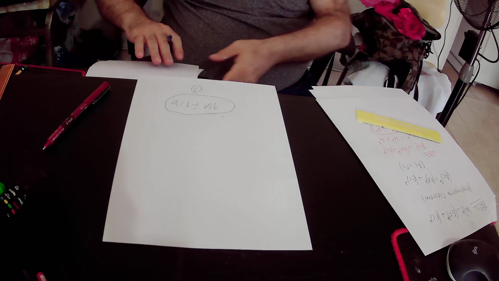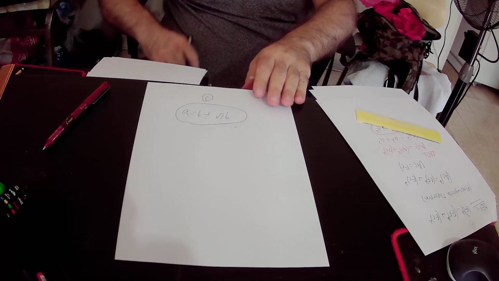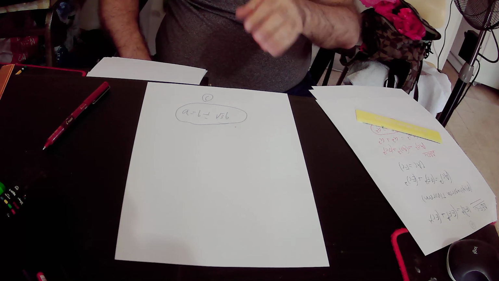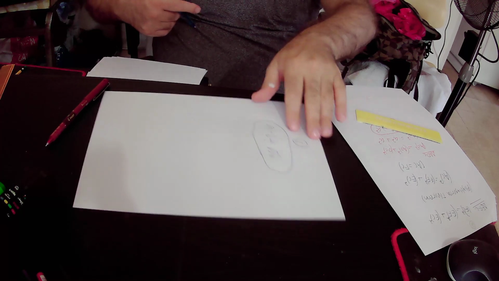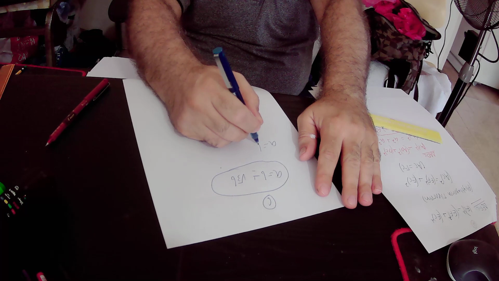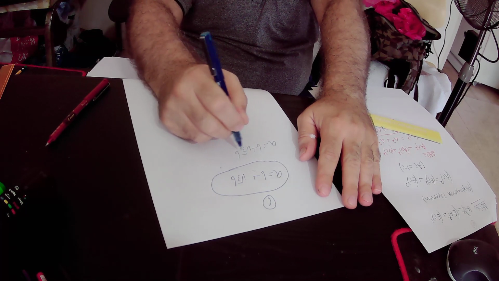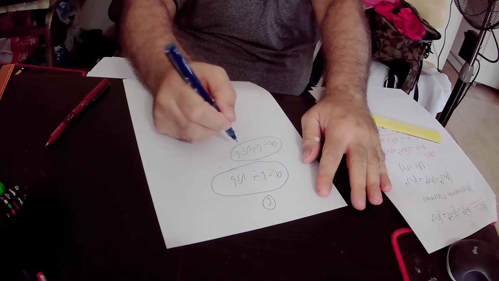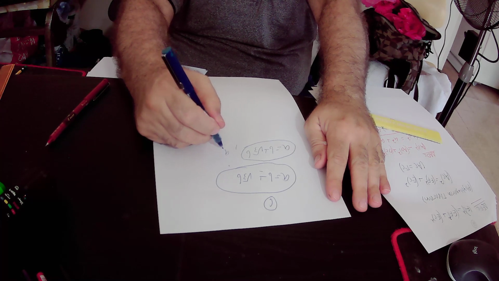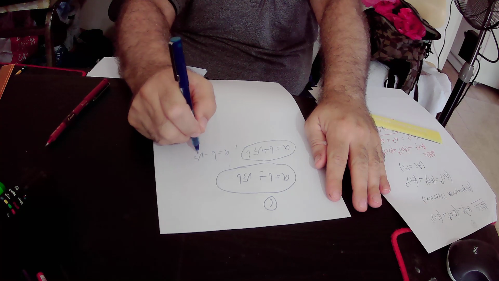A equals B plus or minus root 3 times B. So the first solution is A equals B plus root 3B. That is the first solution. And the second solution is that A equals B minus root 3B.